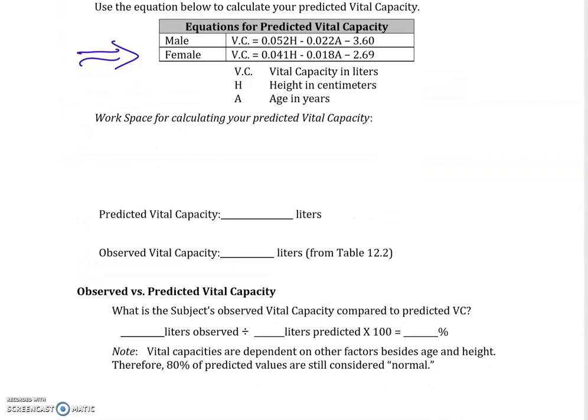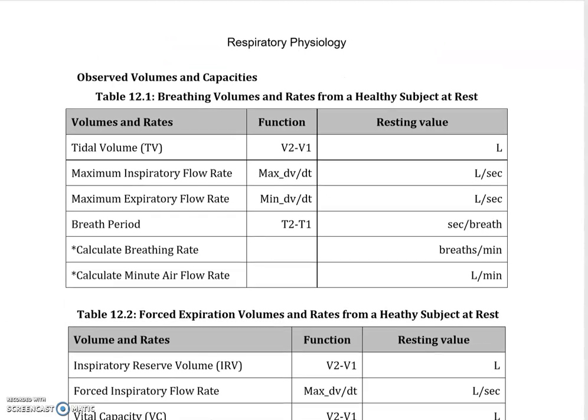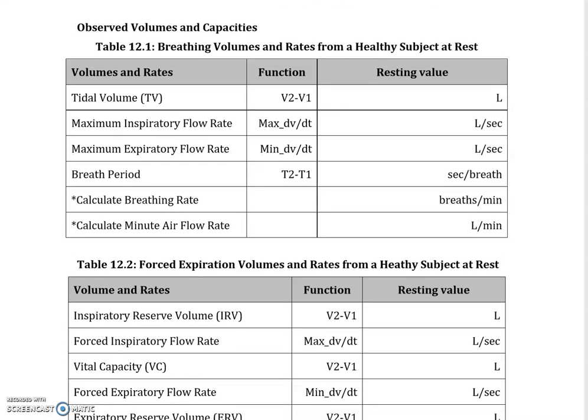So you should have the predicted vital capacity. It should be from these calculations right here. And you observe vital capacity. Obviously, we weren't able to do that, but it should be fairly close. It should be somewhere, they're saying here, within 80% of the predicted value. And then your tidal volume should be fairly close to what is expected. So that will be about 0.5 liters.